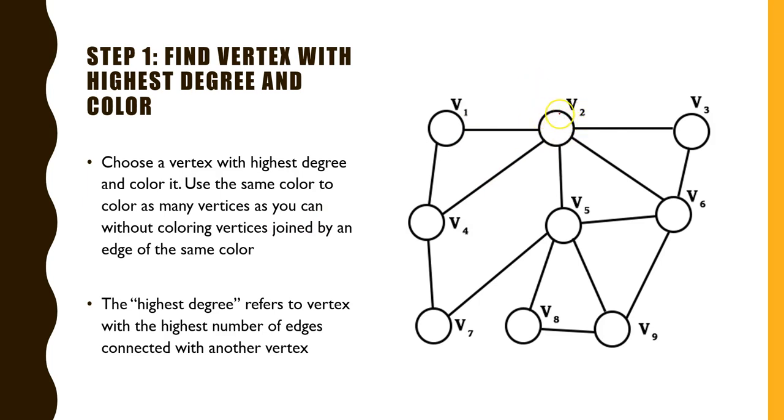So if we look at vertex 2, we can notice that it has 5 edges connected to it. And we'll see that this is one of the vertices with the highest degree. We'll also notice that vertex 5 also has 5 edges connected with other vertices. So 1, 2, 3, 4, 5. So you might now be wondering, which vertex should I go with first, since they're both equally the same degree? Well, it's quite simple. Simply choose whichever you would like.